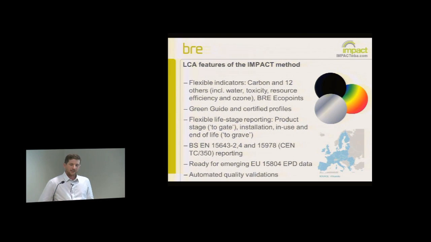We are also able to break the results down according to life stages. So the product stage is basically the emissions that have been caused by the products up to the point where they've got to what's called the factory gate. Then we have transport, installation, in use, which is refurbishment really, and then end of life. So you can look at a huge array of numbers if you want to.